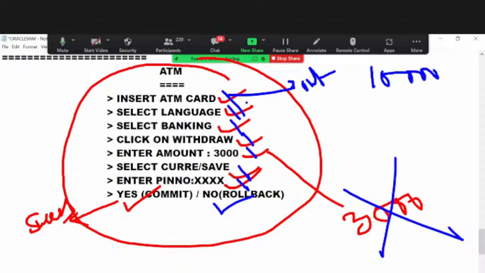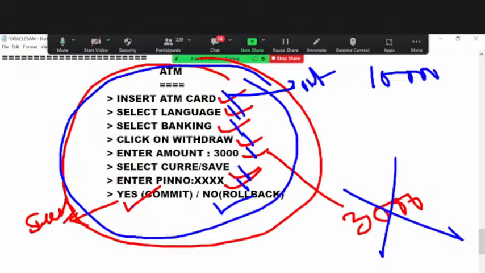10,000. That means atomicity. What it tells us is that either all operations will be committed, or none of the operations will commit. So either all are committed when you click yes, or all are cancelled when you click no. Either yes or no, only one happens. Your transaction may succeed or be cancelled, but a transaction ID is generated for both success and cancel.